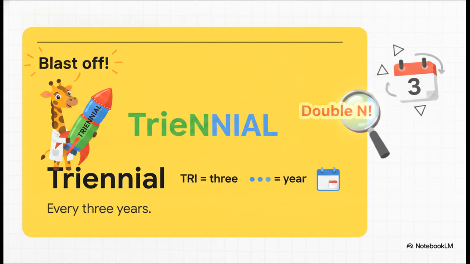Imagine a giraffe launching a rocket that is triennial. TRI means 3 plus ENN for year gives us an event occurring every 3 years. Just like a triangle has 3 sides, a triennial event has a strict 3-year cycle. And hey, what's our golden spelling rule here? That's right, TRI perfectly locks into that double N in our ENN root, triennial.